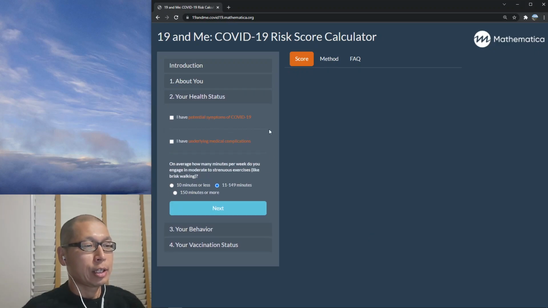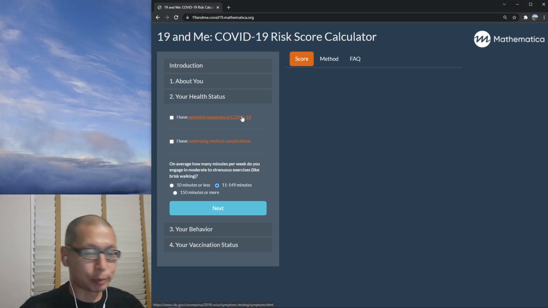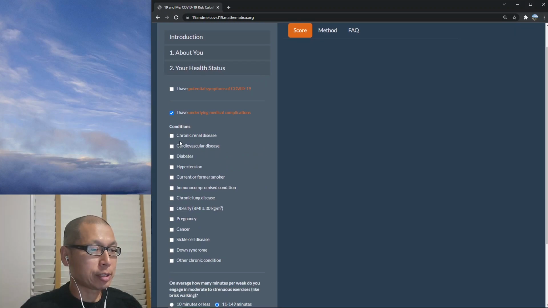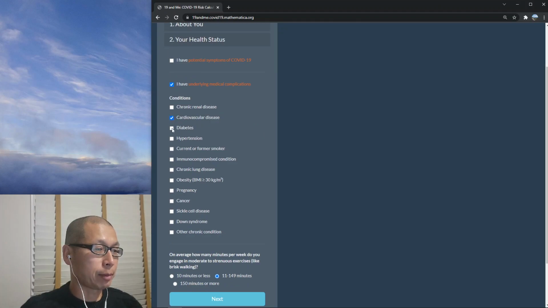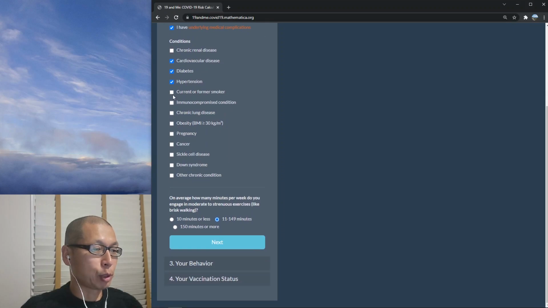And then this is assessing if you think you already have COVID-19. Do you have potential symptoms of COVID-19? Most people don't. And then, do you have some underlying medical conditions? So you put in your underlying medical conditions and check off the things that you might have. I'll check off some of the things that are probably most common in the United States. So cardiovascular disease, very common. Diabetes, very common. Hypertension, very common. Smoker, okay, not very many people smoking. Obesity, extremely common. And then pregnancy, cancer, sickle cell anemia, Down syndrome. Okay, other chronic conditions. Okay, so let's do that.